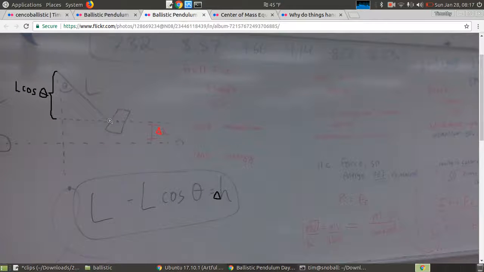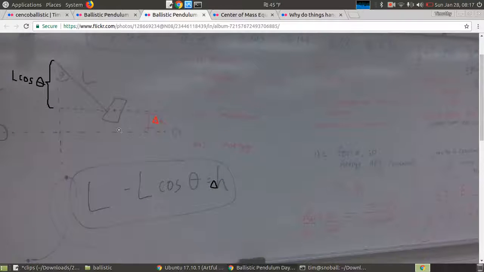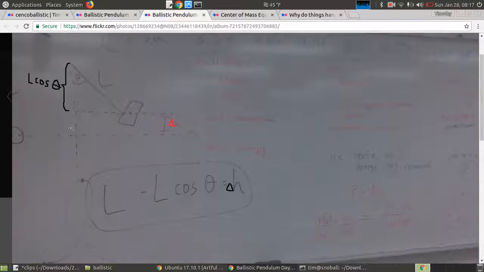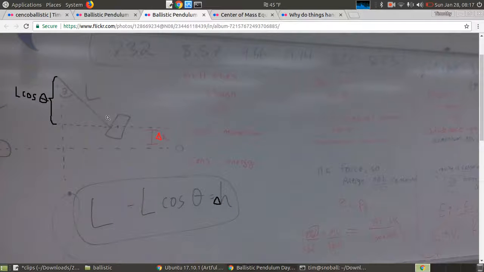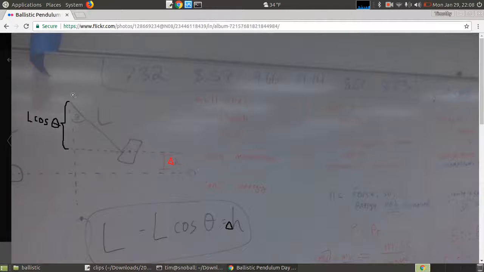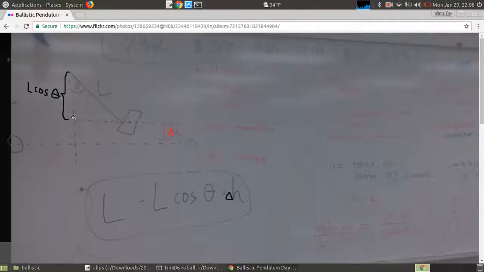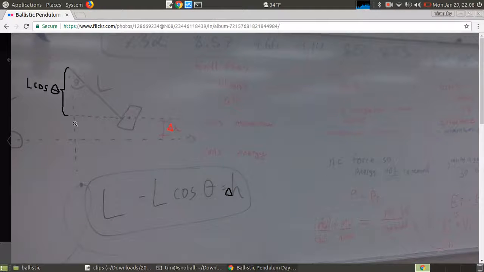So what we're interested in is the vertical distance between where it is when it's off to the side and as low as it can go. So we're going to do a subtraction there. The pendulum has a length L, and when it's as low as it can go, it's hanging from the top a distance L. When it's off to the side, it still has a length L, but some of that vertical has been turned into horizontal. So downward now we only have L cosine theta, and that means the change in height between here and here is L minus L cosine theta.